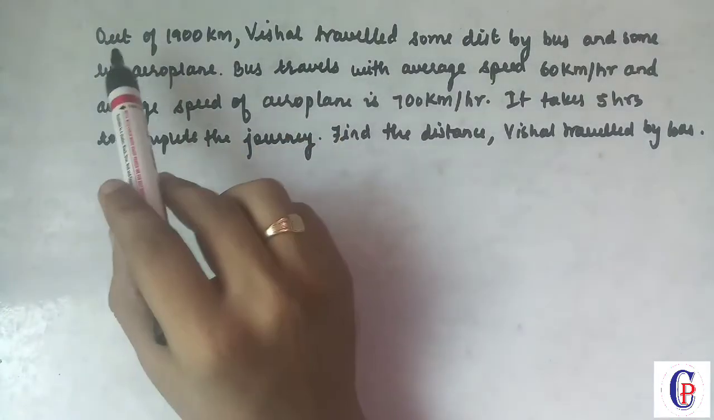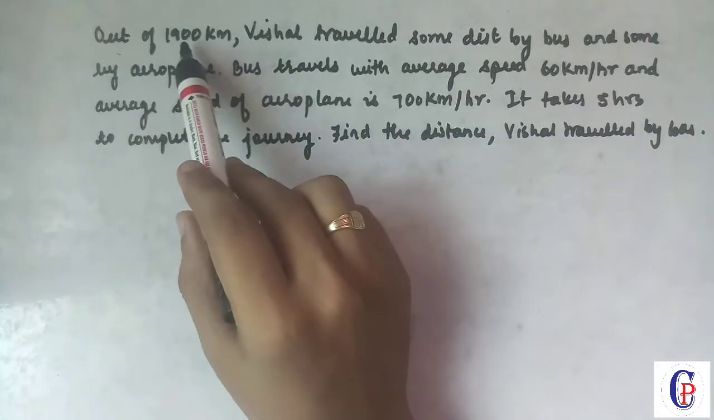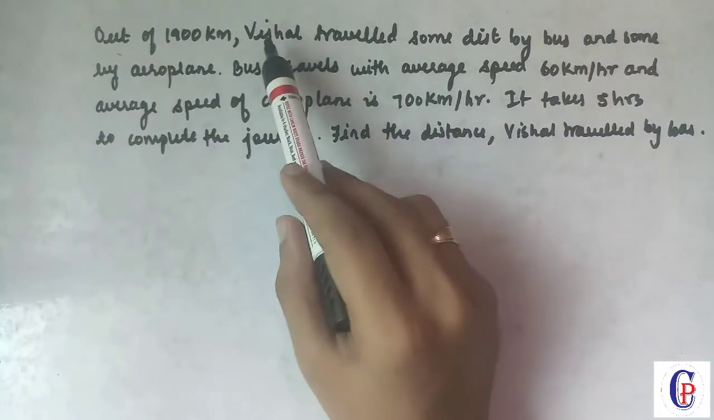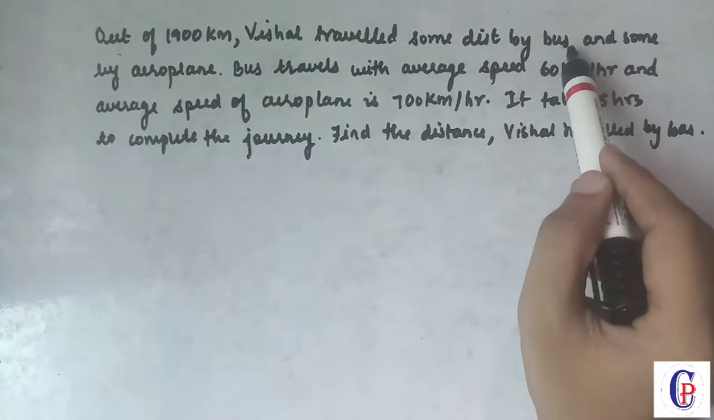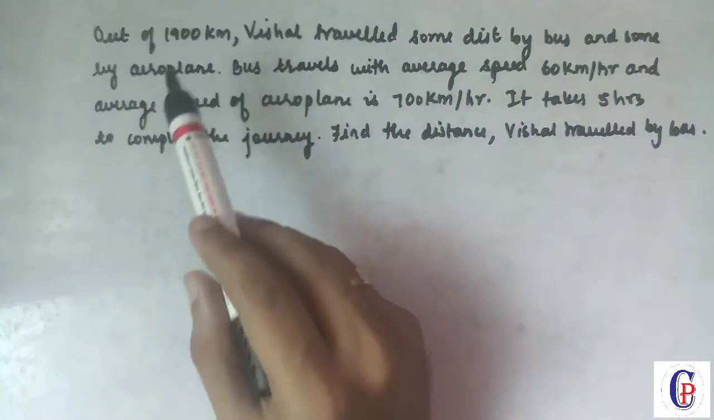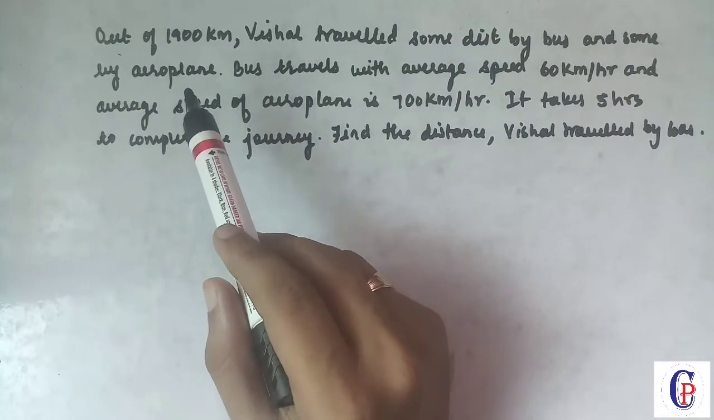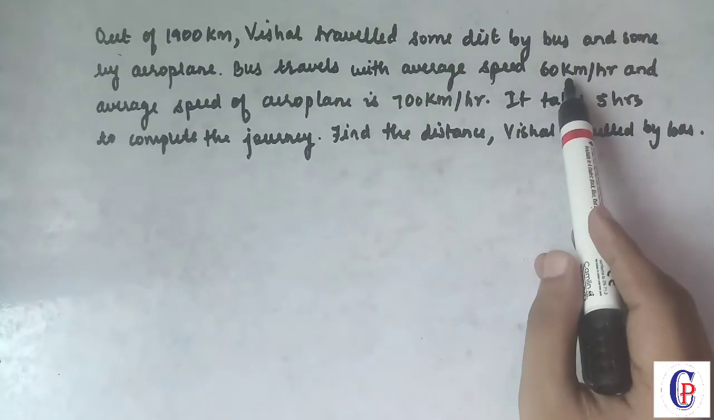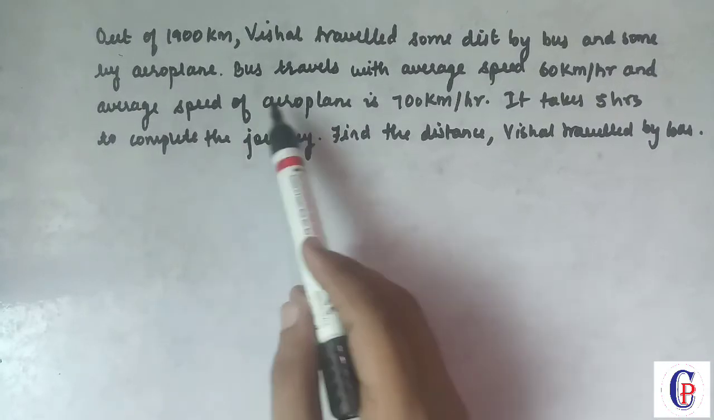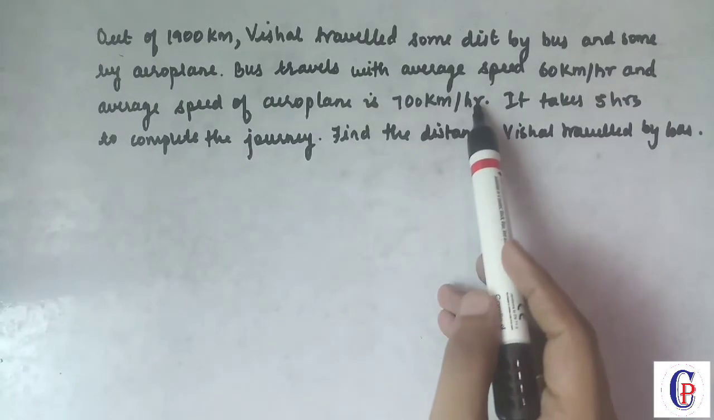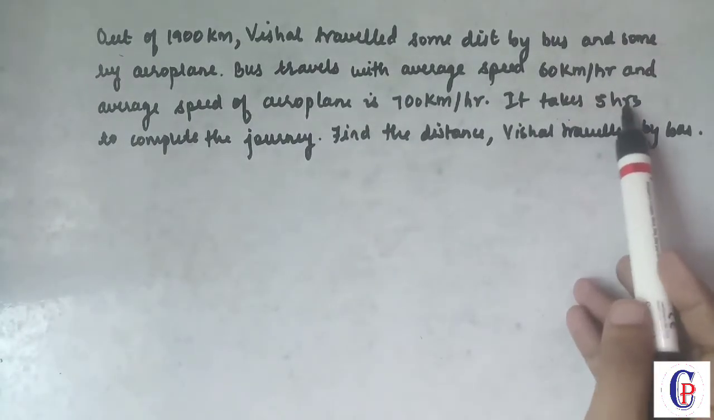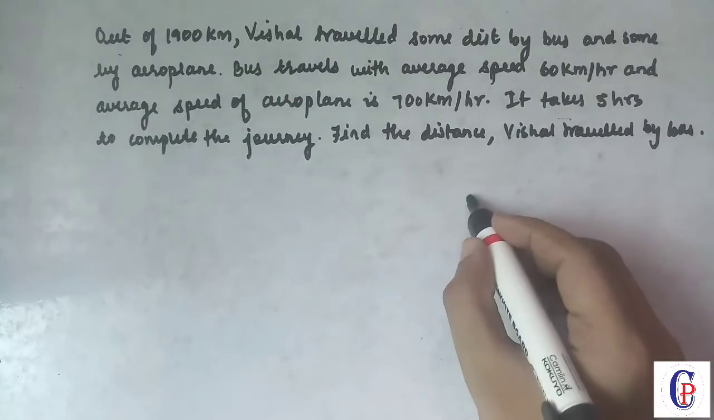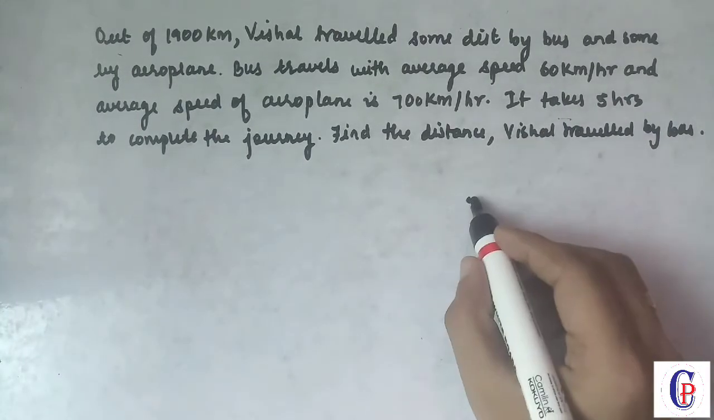So we have one more sum. It says out of 1900 kilometers, Vishal traveled some distance by bus and some by aeroplane. The bus travels with an average speed of 60 km per hour and the average speed of the aeroplane is 700 km per hour. It takes 5 hours to complete the journey. We need to find the distance traveled by bus.